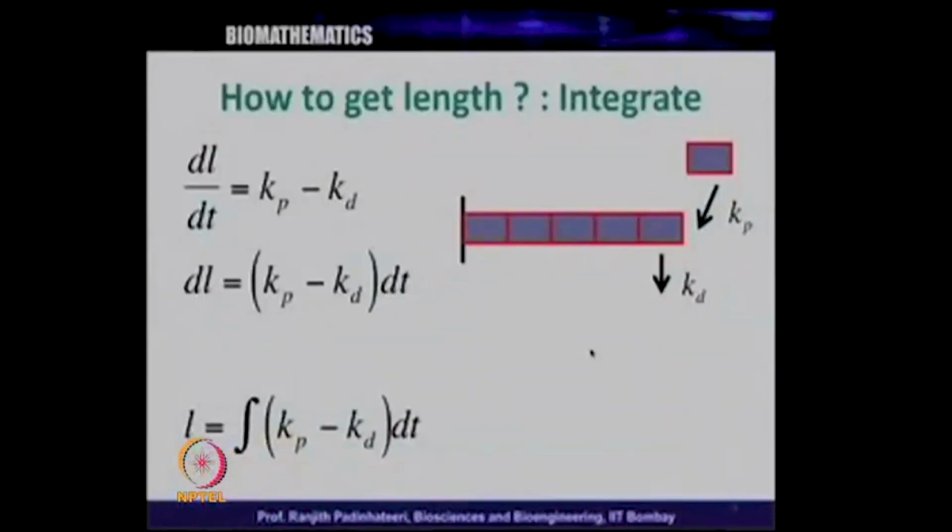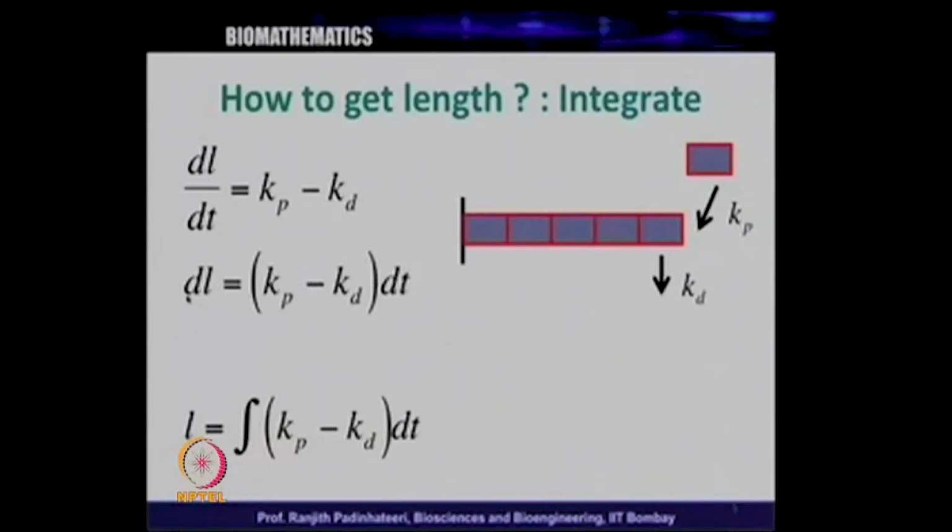So once we integrate, we will get L. This is what is depicted in the next slide. So how to get the length? The answer is integrate. Now what do you mean by integrate? Have a look here. We know that dl by dt is kp minus kd. So we can immediately write dl is equal to kp minus kd into dt.